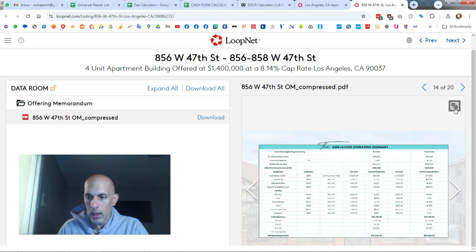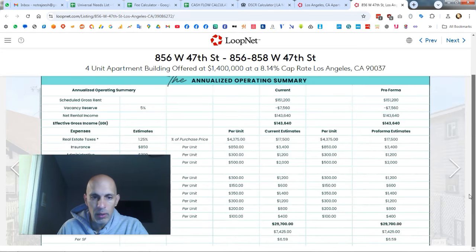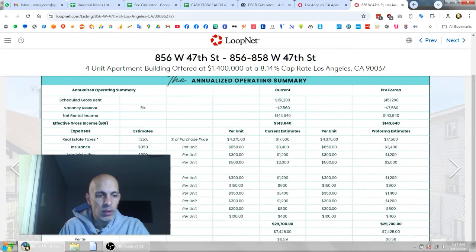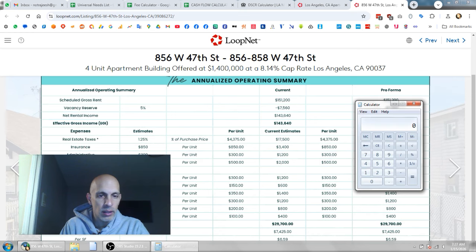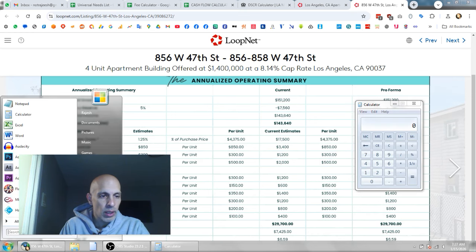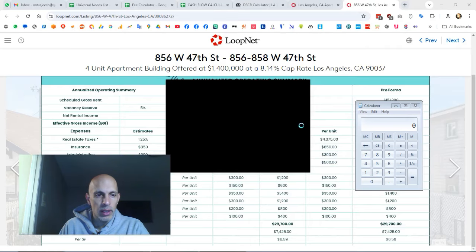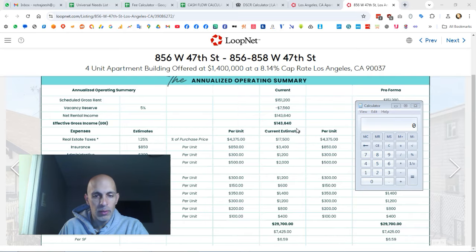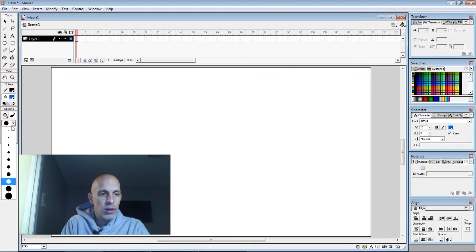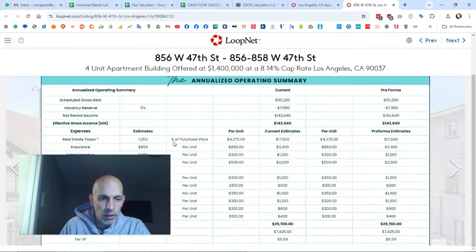Alright, so here's the annualized operating summary. I'm going to make this full screen, and now we're going to start with the analysis. So let's break out the calculator. Let's break out the notepad, the sketch pad, or Macromedia Flash for all of you who remember that. So let's see here. Real estate taxes 1.25. They're saying $850 per unit, which is not bad.